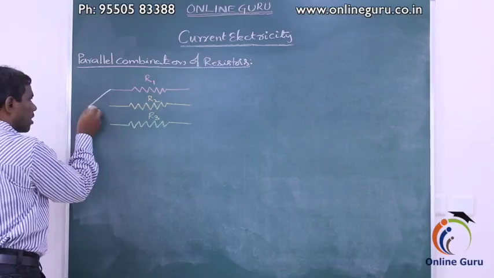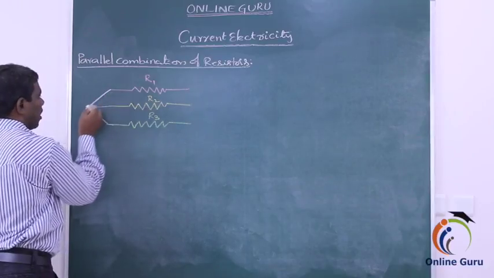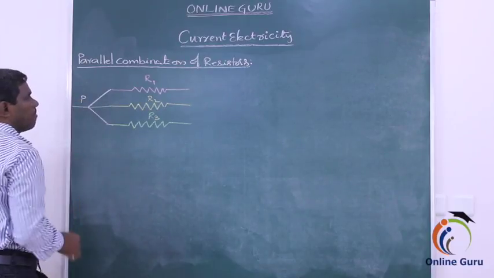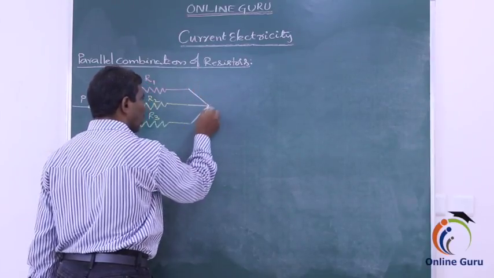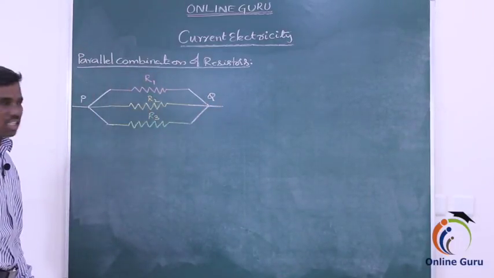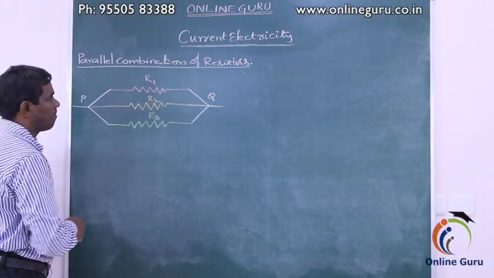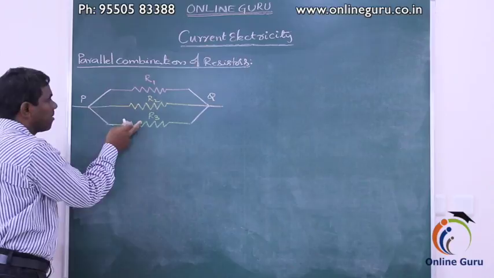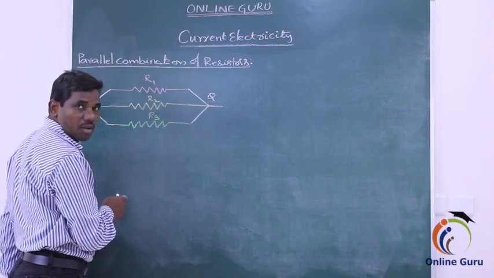All the first terminals of the three resistors we can connect to one common point, called P, and the second terminals are connected to another common point, Q. Such a combination of resistors is said to be a parallel combination of resistors. All the first terminals of the three resistors are connected to one common point, and the second terminals are connected to the other common point.